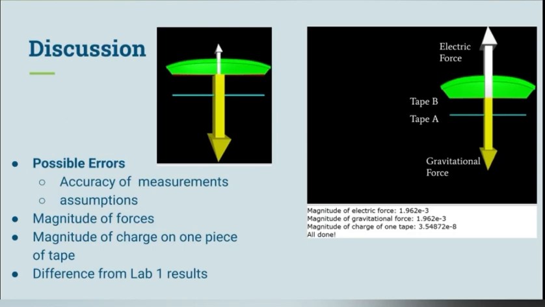Potential errors in the experiment include accuracy in the distance measured between tape B and tape A, and assumptions made such as ignoring air resistance and assuming equal charges. The smaller model illustrates the output when using Q from Lab 1. The electric and the gravitational forces were not equal as seen. However, using the new magnitude of the tape's charge, 3.5487 raised to a power of -8 coulombs, which was found by estimating, the magnitude of the electric and gravitational force were both 1.962 raised to a power of -3 coulombs.